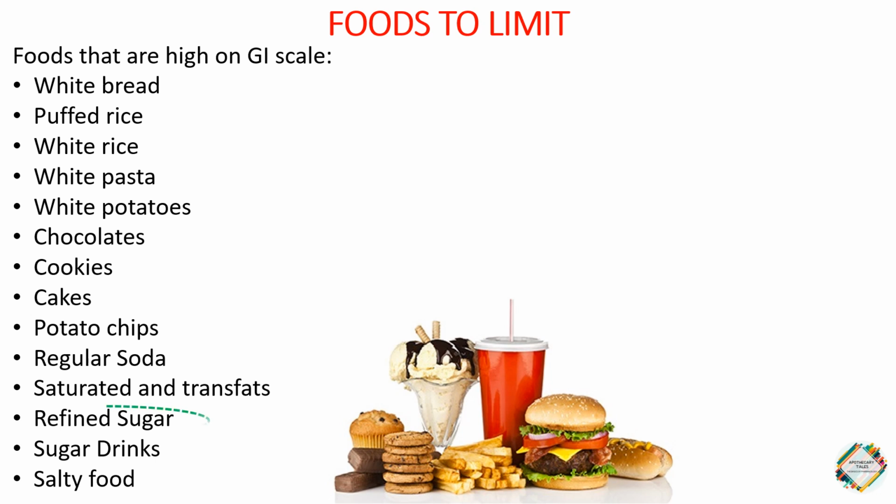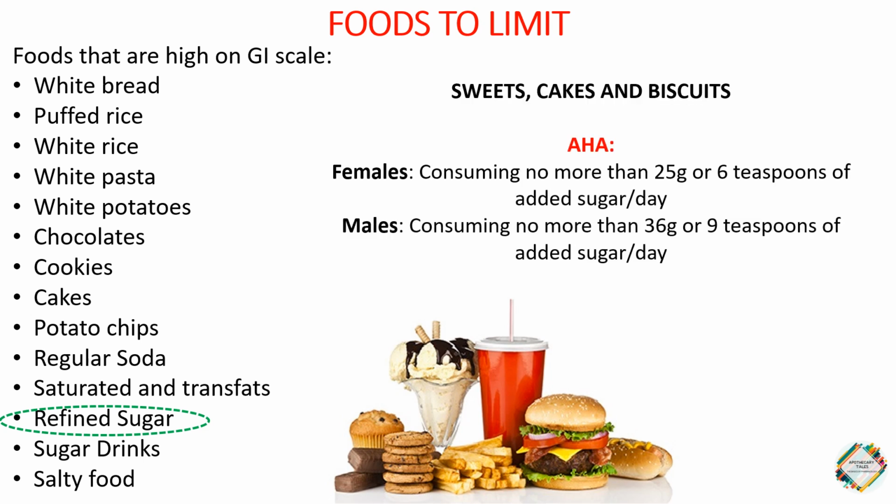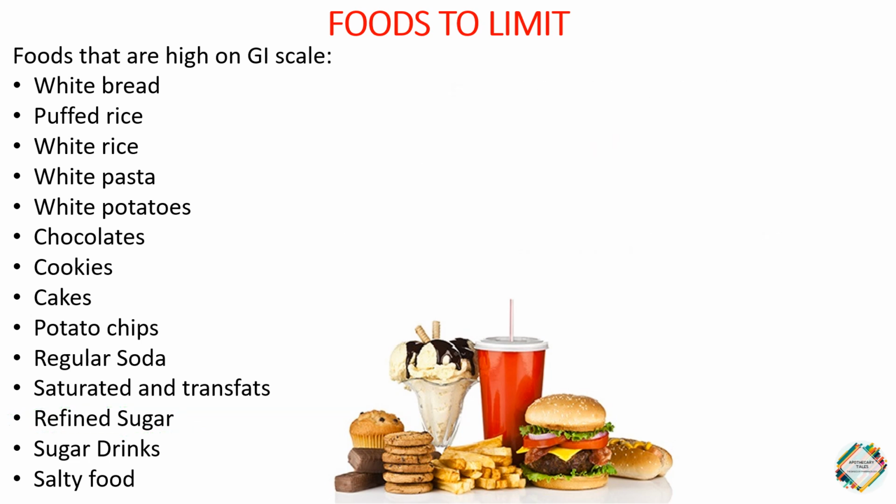Talking about refined sugar, whether it be the homemade form of sweets, cakes and biscuits or bought from the store, it is important to limit the intake of these. As per the American Heart Association, females should consume no more than 25 grams or 6 teaspoons of added sugar per day. In the case of males, no more than 36 grams or 9 teaspoons of added sugar per day. This recommendation does not include naturally occurring sugars from foods such as fruit or plain milk.